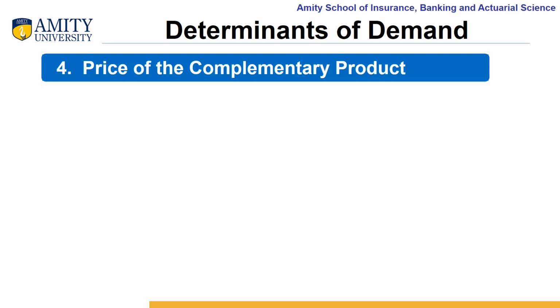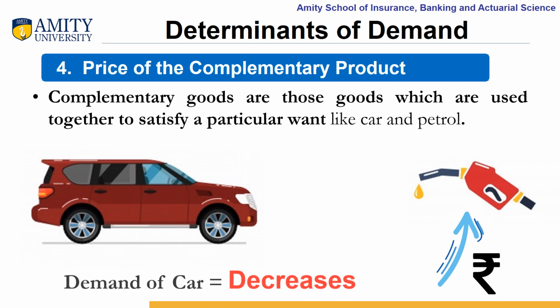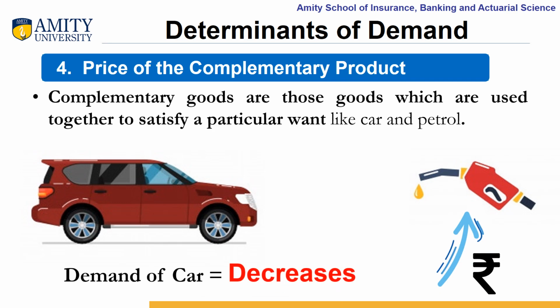Prices of the complementary product also affect the demand of the commodity. Now let us understand how it will affect the demand. Complementary goods are those goods which are used together to satisfy a particular want. For example, car and petrol. An increase in the price of complementary goods, say petrol, leads to a decrease in demand for the given commodity, say car. Similarly, a decrease in the price of the complementary goods leads to an increase in demand for the given commodity. It means demand for a given commodity is inversely affected by the changes in the prices of complementary goods.